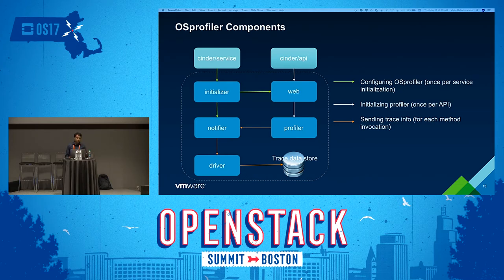Once the profiler generates a trace element, it needs to publish and store it somewhere. We store it in something called a trace data store. There are different types of trace data store we support. So it uses a notifier module to publish the trace to the trace data store. The notifier module supports a plugin mechanism, which means that we can have different kinds of plugins to support different types of trace data stores.